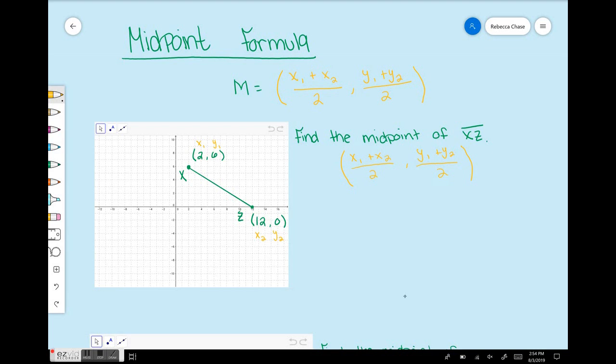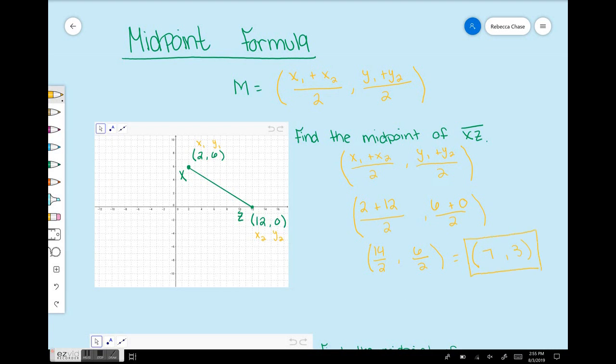So now all I'm going to do is plug in. My x sub 1 was 2. My x sub 2 is 12, divided by 2. And then y sub 1 is 6. Y sub 2 is 0, so plus 0 over 2. And then I just simplify. So 12 plus 2 is 14. I still have that divided by 2, comma 6 over 2. And that's going to end up giving me 7, comma 3.